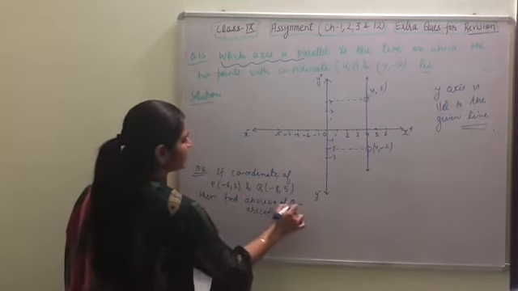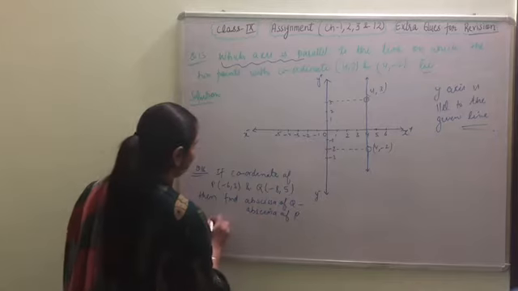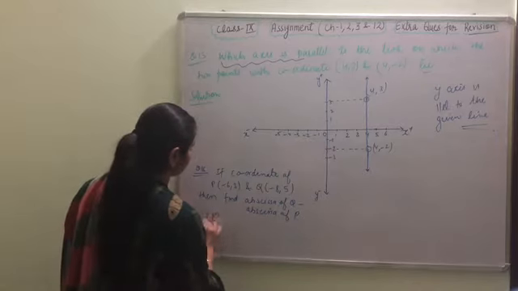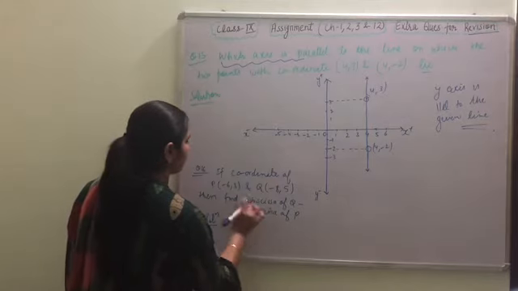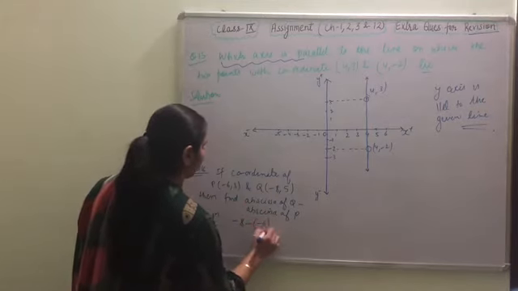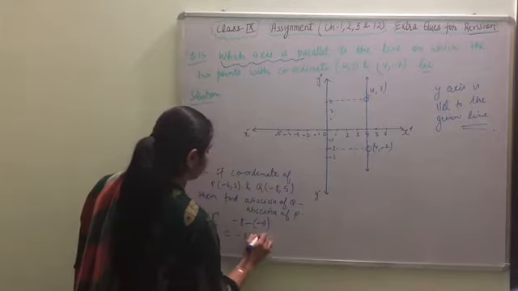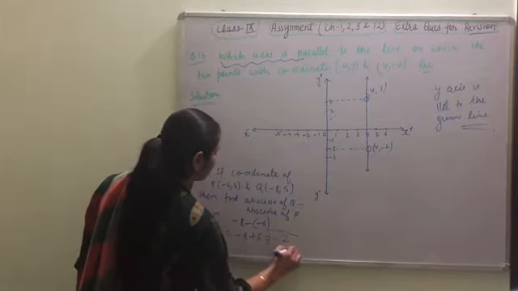Then find the abscissa of Q minus abscissa of P. Solution: abscissa of Q is minus 8, abscissa of P is minus 6, so it is minus 8 minus of minus 6, that is minus 8 plus 6, which is minus 2. That is the answer.